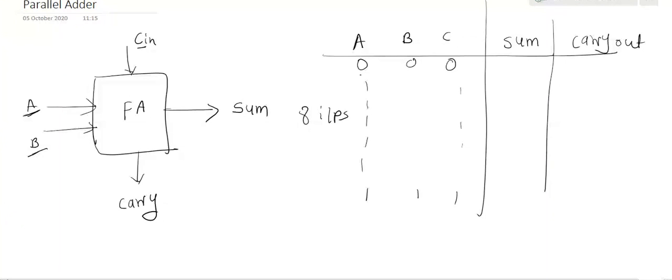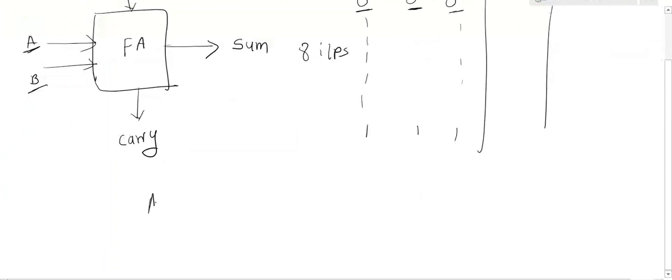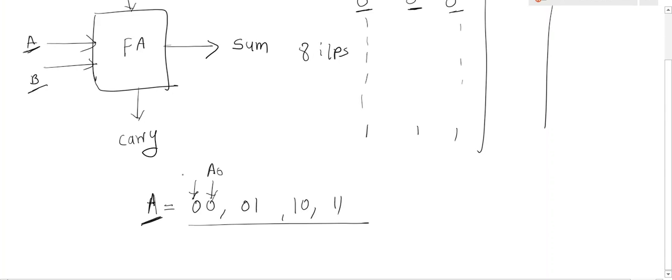But instead of taking the 1-bit input, now I want to consider inputs that are either 2-bit, 3-bit, 4-bit and so on. Suppose the variables A, B and C are 2-bit values. So A will be 0 0, 0 1, 1 0 or 1 1. Means instead of a 1-bit value, now I am considering a 2-bit value for variable A. So this is my A0, this is my A1. A0 and A1 have 4 possible input combinations.